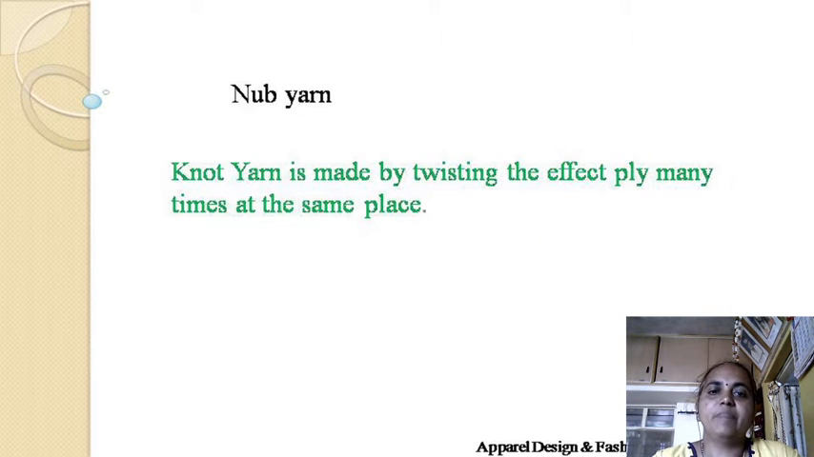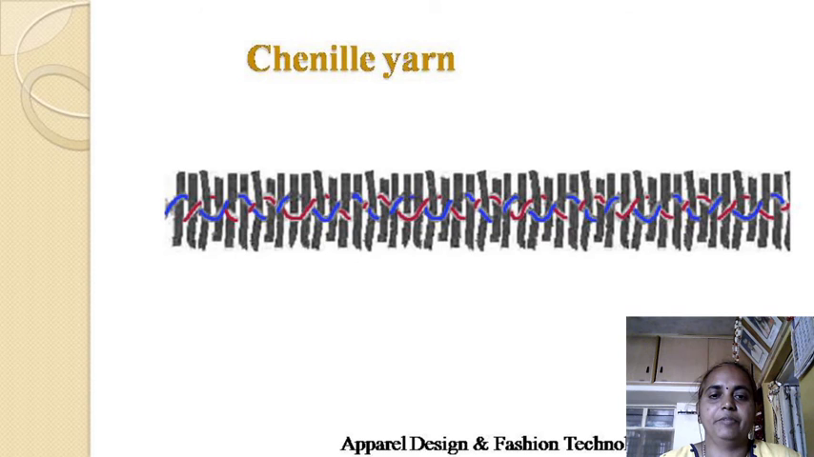Knot yarn is made by twisting the effect ply many times at the same place. When the yarn is twisted at the same place many times, we get the nub or knot effect on that yarn. We have to produce this at intervals, with equal spaces between the knot effects, or unequal spaces may be left to create the knot or nub effect.